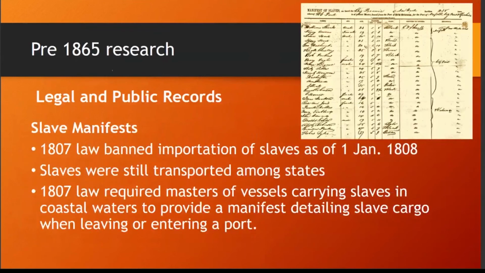Slave manifests can give you excellent information about slaves. Though slave importation was banned as of the 1st of January in the year 1808, slaves were still transported from state to state after that date. Westward expansion brought slavery to the Southwest into Mississippi, Alabama, Louisiana, and Texas. Planters would buy new land with rich soil and move their entire operation, including their slaves. And people did break the law and import after the ban.